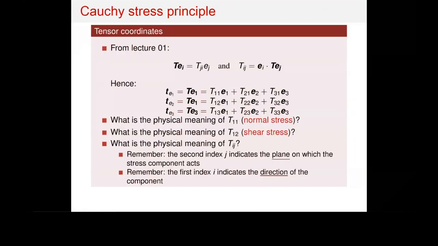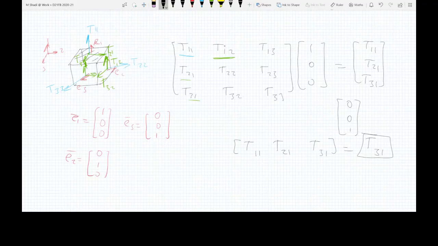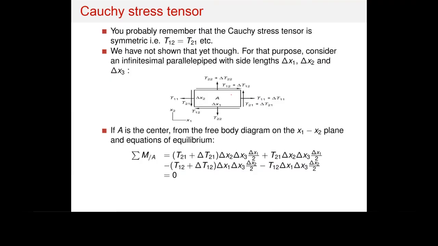As I said, these are normal and shear components, and they are identified by two indices. Now, so far, we don't know if these two components are equal, or if this T matrix, or T tensor, is symmetric. So we still don't know. We have proved that this is a linear transformation. We now need to show that this linear transformation is symmetric. It doesn't have to be, but in the Cauchy stress tensor, it is symmetric.